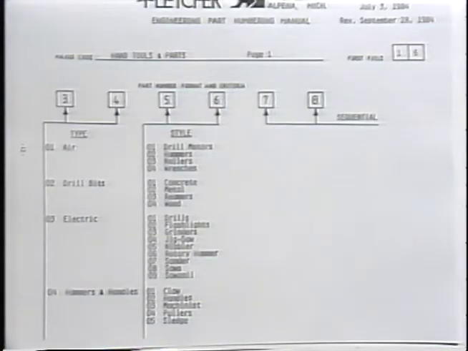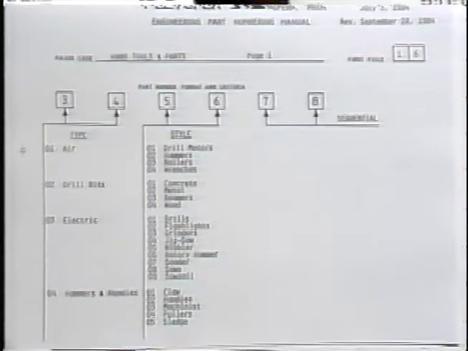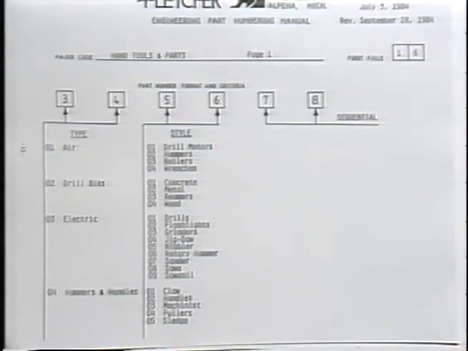Now, we're going to move to a new commodity called hand tools and parts. And this is on page number 12. And you'll notice that in this case, the first field is 16. Now, notice the second field. It's 2 digits. It's not 1. And the third field is 2 digits and not 3, as we had in the abrasives first field 01. And the last 2 digits is assigned straight sequentially.